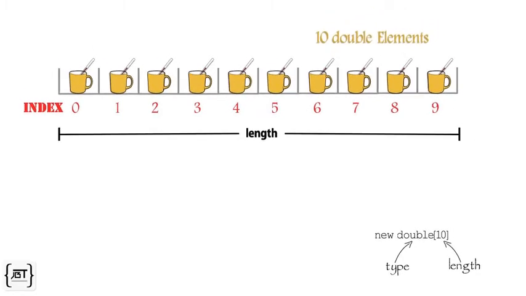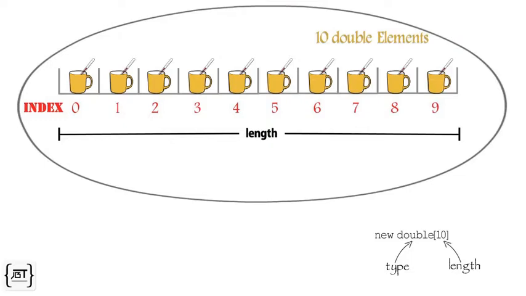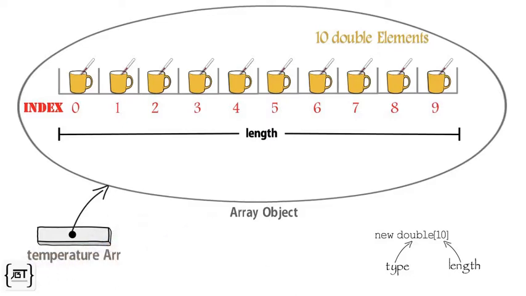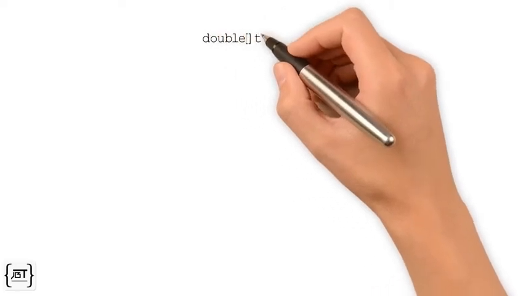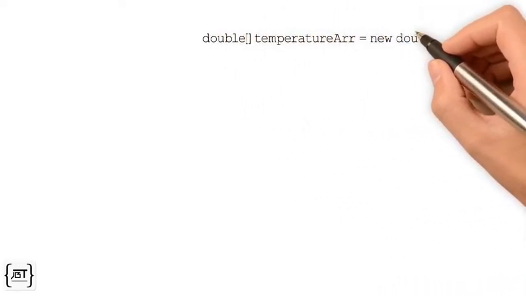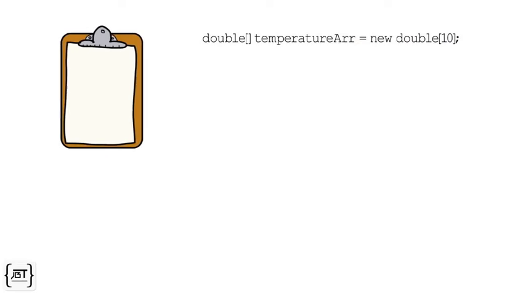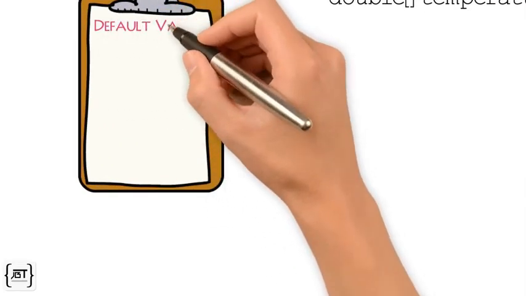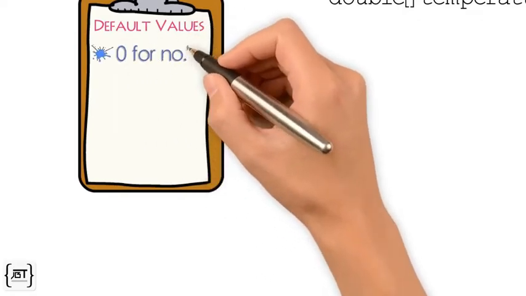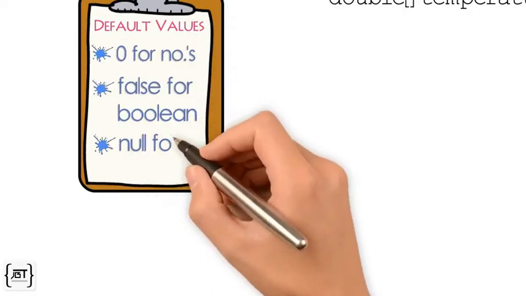The new operator allocates space for 10 double variables in memory. Array is an object that gets created in memory. In order to access the array later, we need to assign the array object to a reference variable. The type of the reference variable is the element type followed by square brackets. So, the type of reference variable for the temperature array is double[]. When an array is first created, all elements are initialized with the default values, that is, 0 for numbers, false for boolean, null for string.